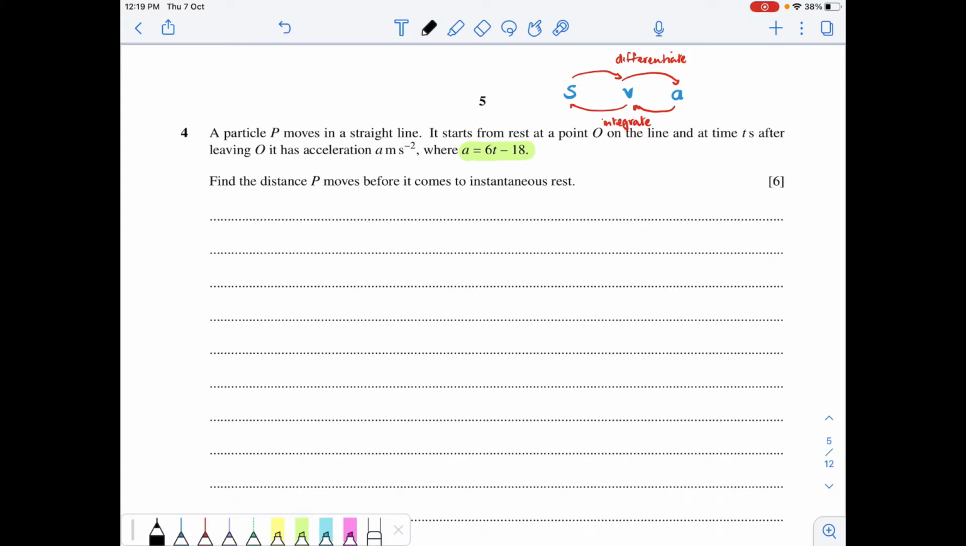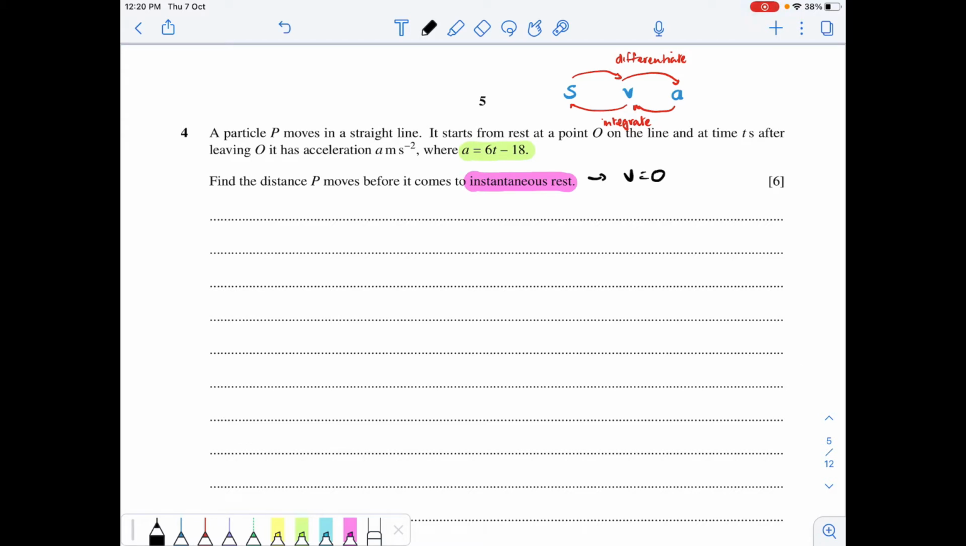Okay, now before we even get to our displacement function, we need to consider the time at which they want us to calculate this distance. So they say find the distance P moves before it comes to instantaneous rest. Now it starts from rest, and they want us to calculate the distance moved when it comes to rest again. So instantaneous rest is when velocity is equal to 0.